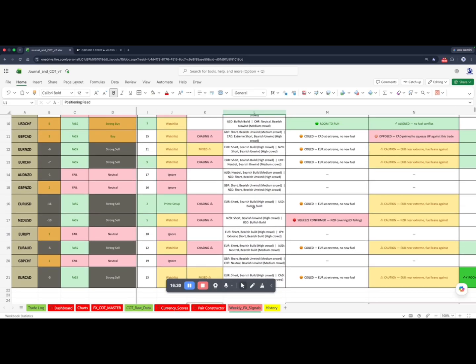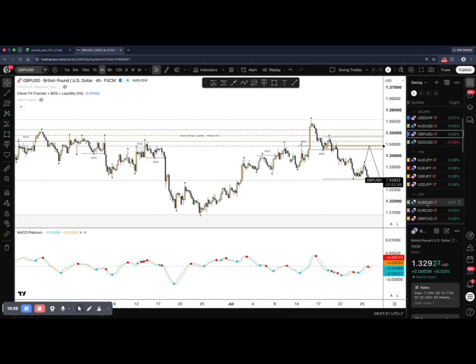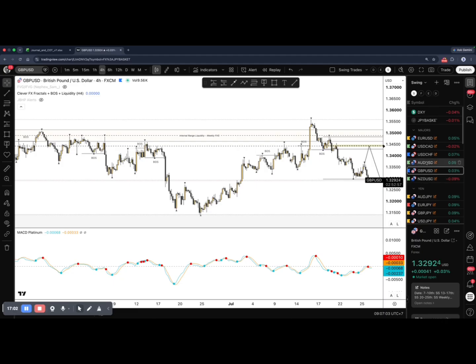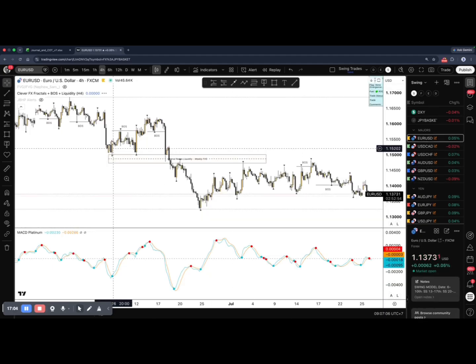K and L, Euro US. There we go. So at the moment we're chasing. Euro is short, bearish build. There's a high crowd of participants, which means that's why it's caution. Euro is at the extreme level. There's no new fuel currently, and US dollar is a bullish build. So at the moment we are heavily with the short crowd, but there's no new fuel to drive it. So let's take a look. Let's put all of this into the charts. Euro US.